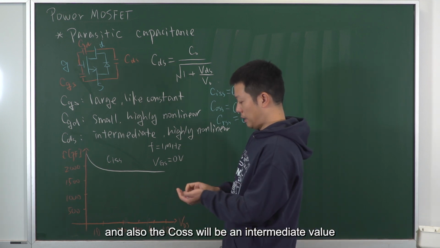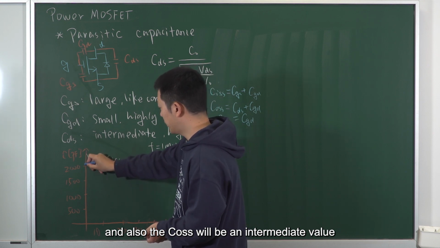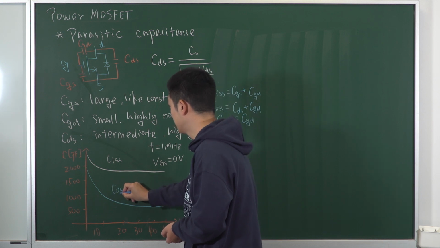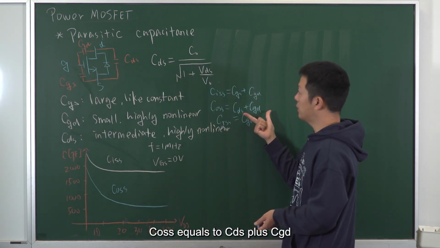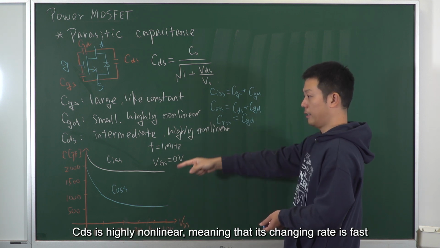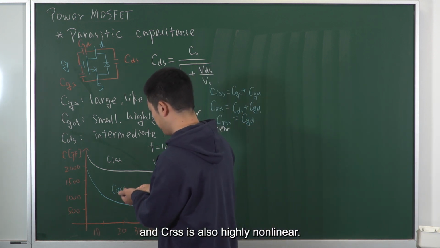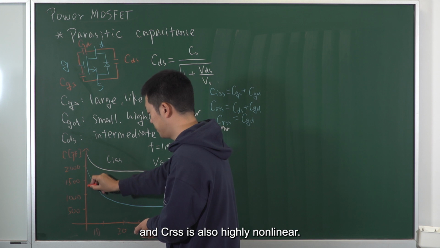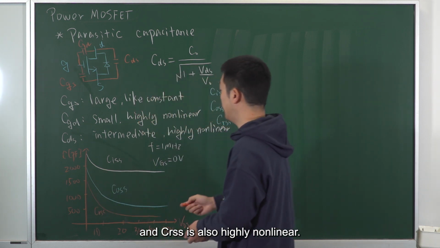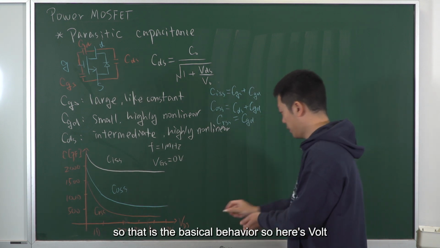And also the COSS will be an intermediate value. COSS equals CGD plus CDS. CDS is highly nonlinear, right? Meaning that the changing rate is fast. And the CRSS is also highly nonlinear. Okay, so that is the basic behavior.